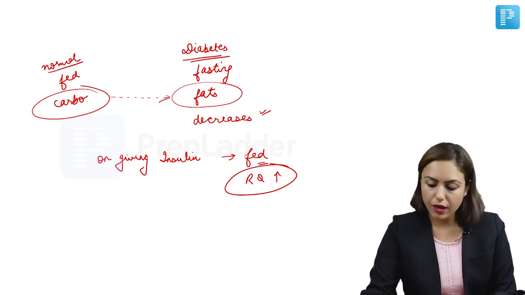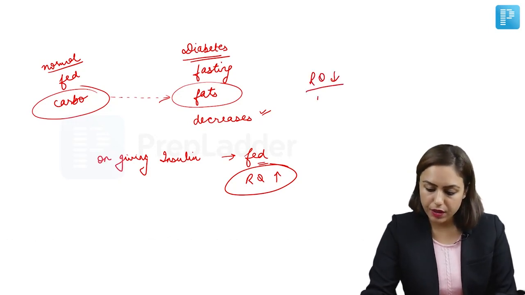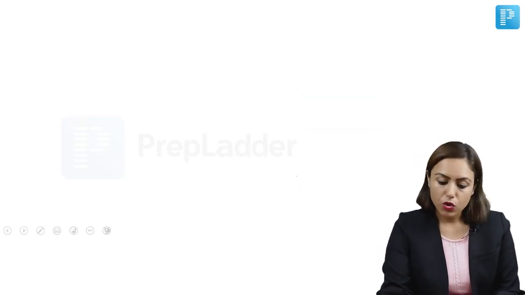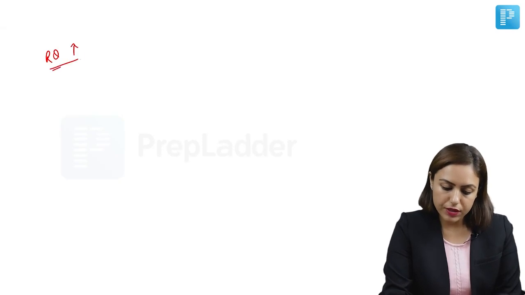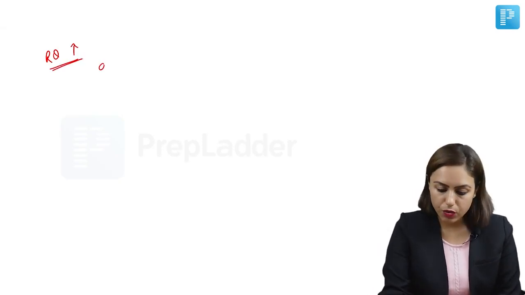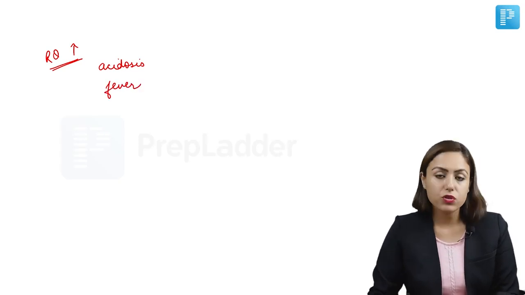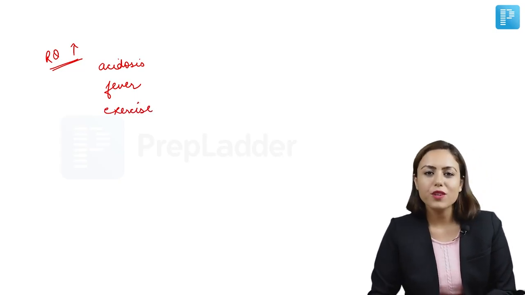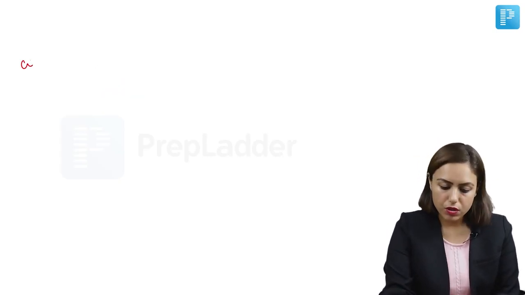You can also note that RQ decreases in diabetes and alkalosis. Alkalosis also RQ decreases. Then note down RQ increases in which condition? RQ increases in acidosis, during fever and during exercise, right? Then next we will do collagen.